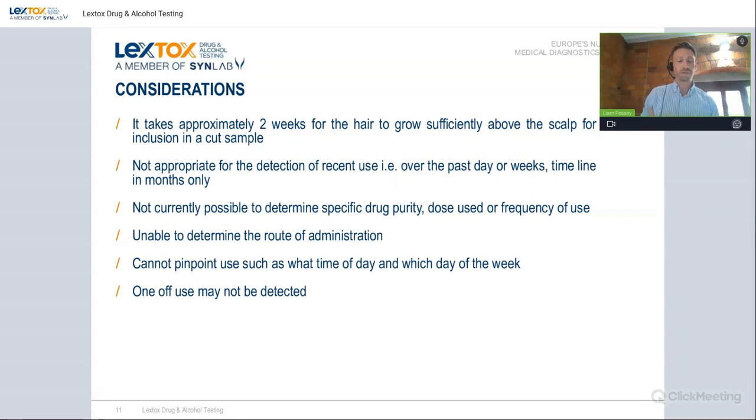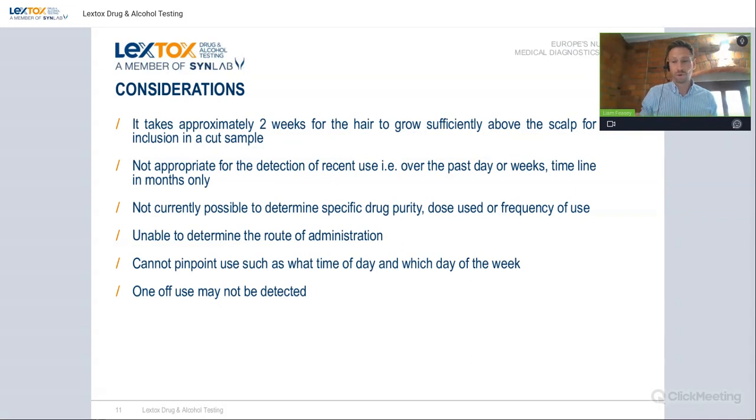So this is to allow enough time for the drug to go into the body, be incorporated into the root of the hair itself, and then for the hair to grow out of the body or scalp to then be included in that analysis. So the significance of this is that we take 2 weeks off the sample collection date to then start the time period of that analysis.